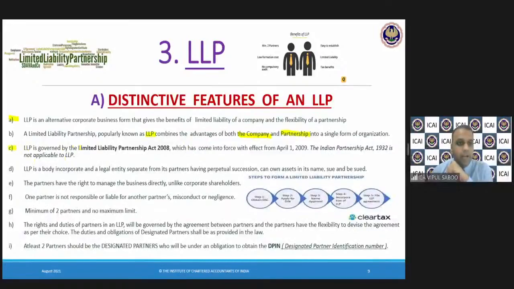It is governed by the Limited Liability Partnership Act 2008, known as the LLP Act 2008. Right? Limited Liability Partnership Act 2008. The partnerships are governed by the Partnership Act 1932. So the Limited Liability Partnership Act is a new form of organization under a new enactment, which has come into force with effect from April 1, 2009. The Indian Partnership Act 1932 is not applicable to an LLP.